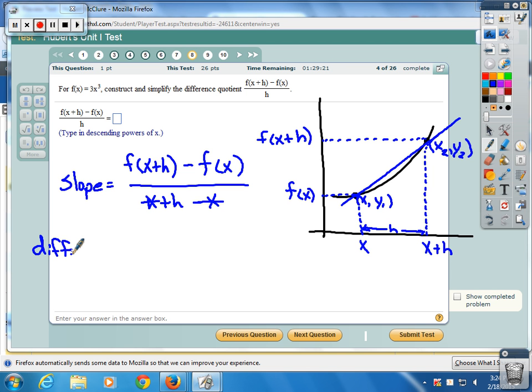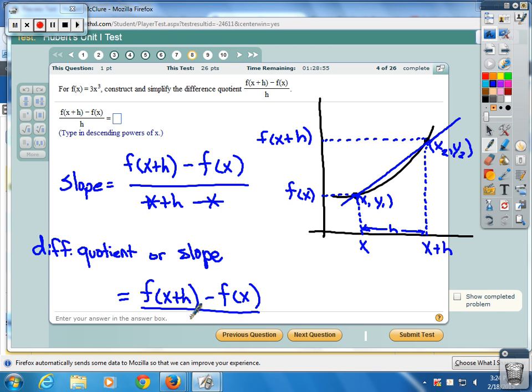This is one of those things that you need to highlight for Calc 1. Difference quotient, or slope, is equal to f of x plus h minus f of x over h.